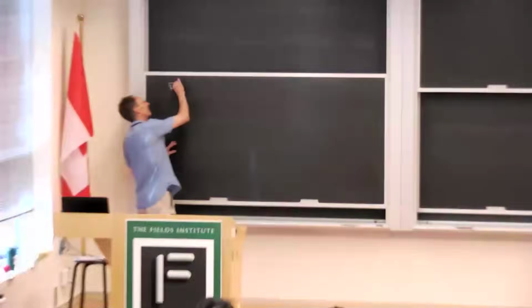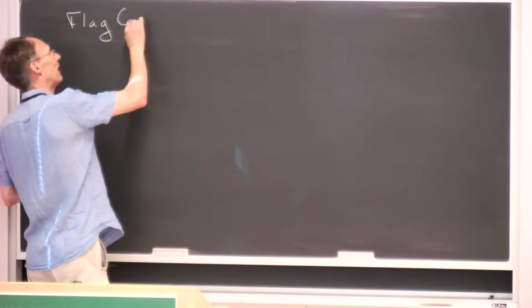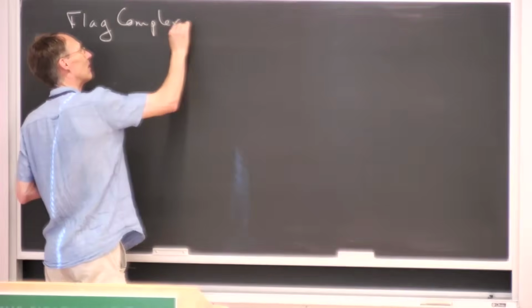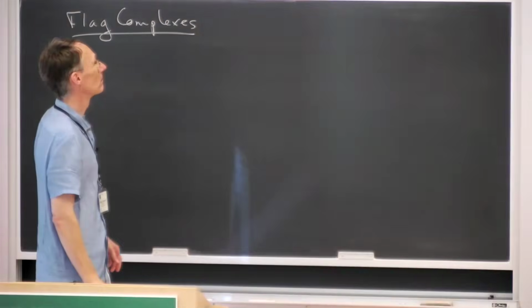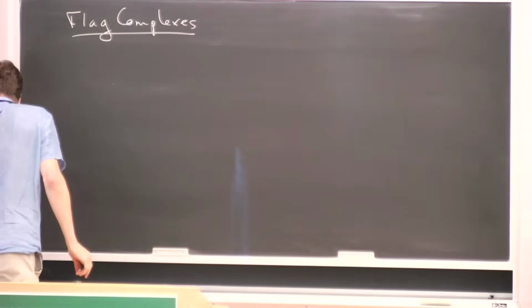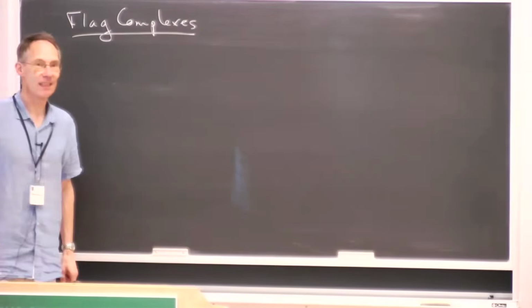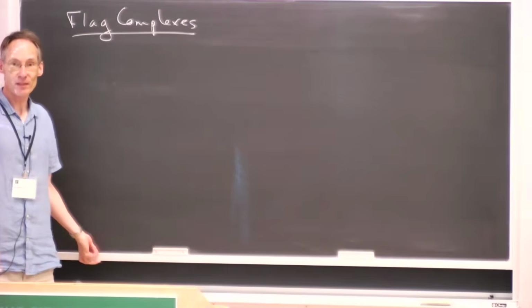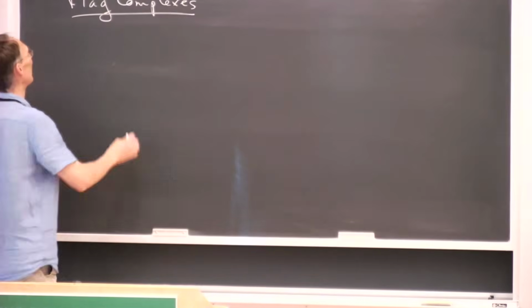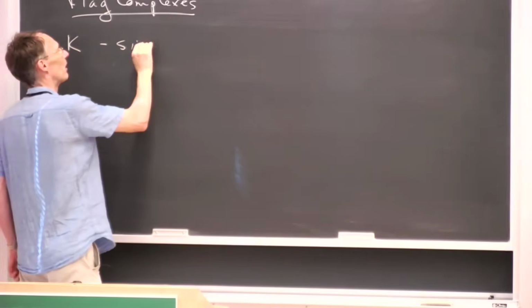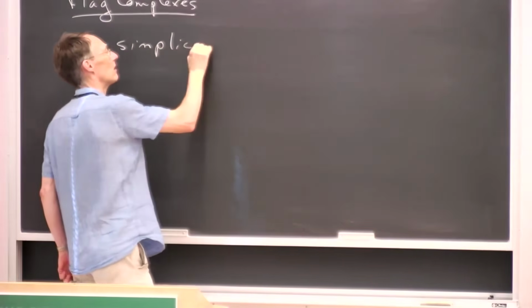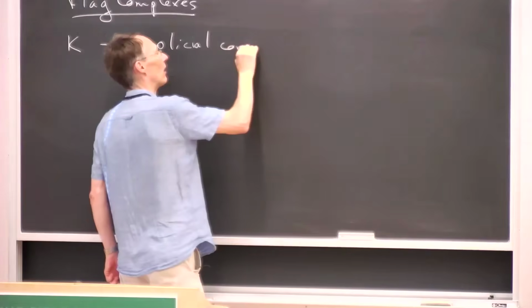So today it would be on things related to flag complexes. So I'll start off with some definitions. As usual, K would be a simplicial complex on M vertices.